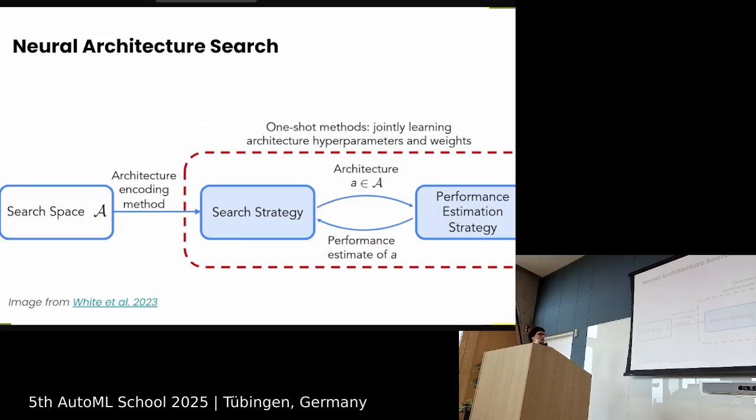Then something I'm just going to briefly talk about is the performance estimation strategy. So how do we quantify whether an architecture is good or bad? So far, as you saw in the previous slide, we usually take the validation error to measure performance. But there are other, cheaper ways to quantify whether an architecture is good or bad, essentially.